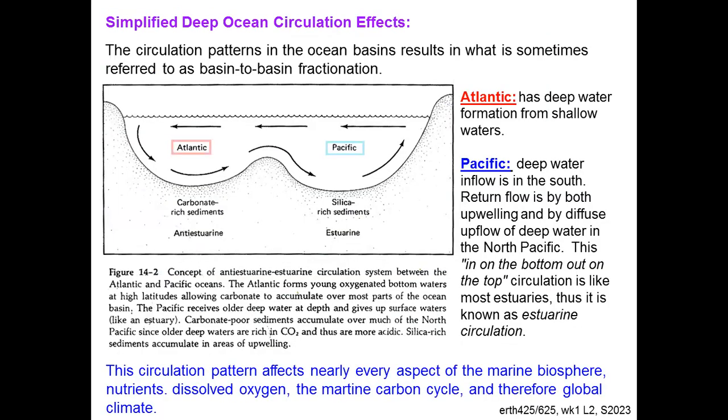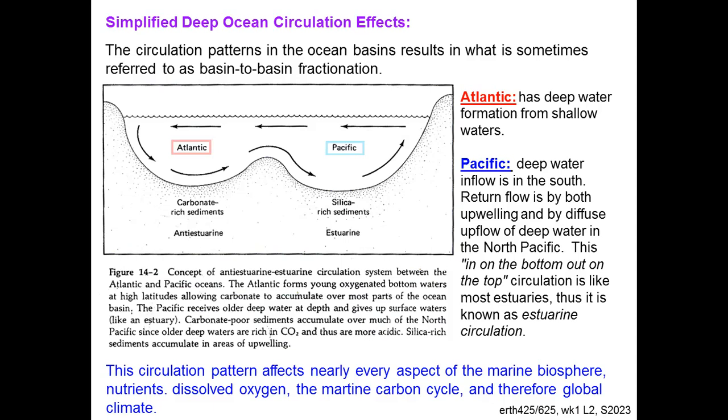Finally, just one other point I want to mention, which is what we call basin to basin fractionation. The flow pattern in the Atlantic Ocean is out along the bottom and in along the top, and the flow pattern in the Pacific is in along the bottom and out along the top. And this causes many differences in composition, including the relative depth to which calcium carbonate rich sediments can be deposited, as well as oceanic productivity. And we will talk about these parameters as well later on in the semester.